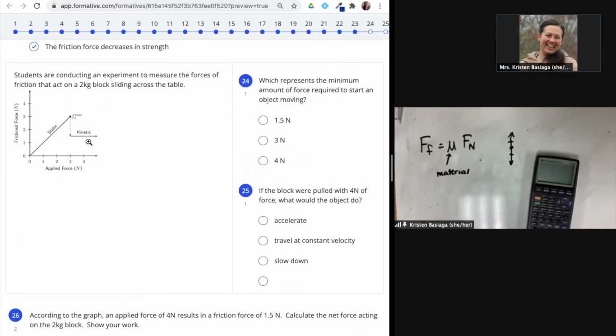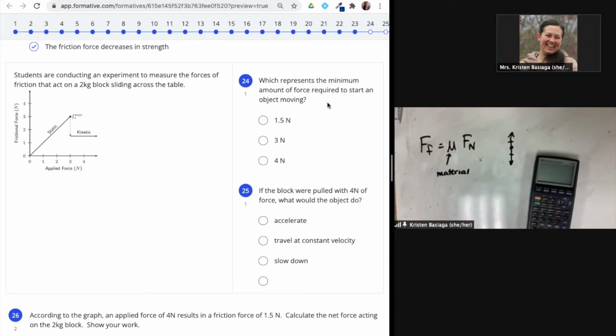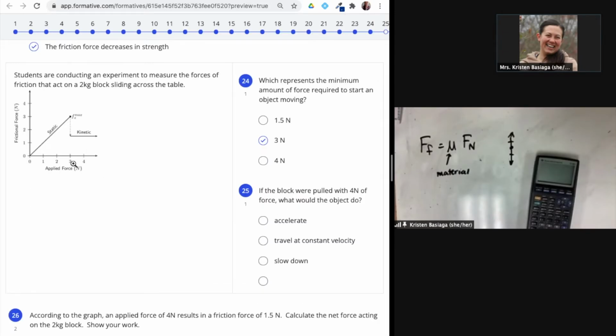For number 24, we're trying to figure out this graph. When you put an applied force of 3, that is the maximum amount of friction that you can have without it starting to move. This is called the threshold of motion. So 3 newtons is the minimum amount of force required to start an object moving. If you only put in 1 newton, that doesn't make it over the threshold, so you would stay in static equilibrium. If you put in 4 newtons, though, this object would accelerate.